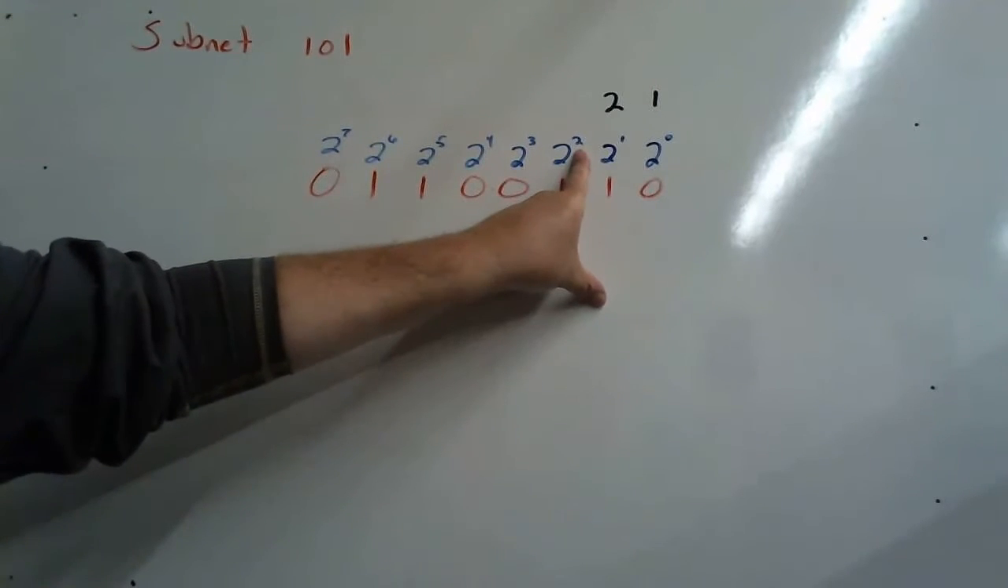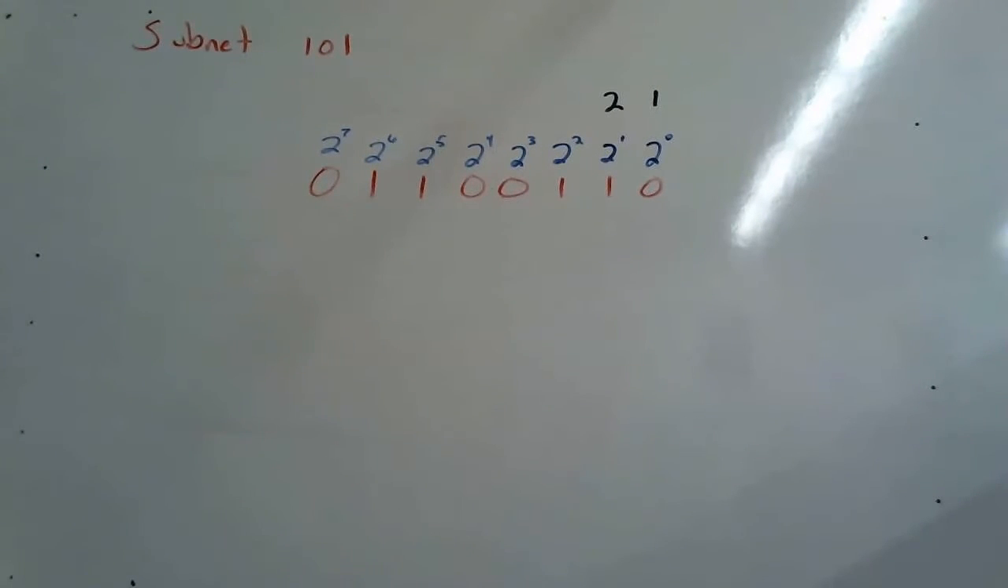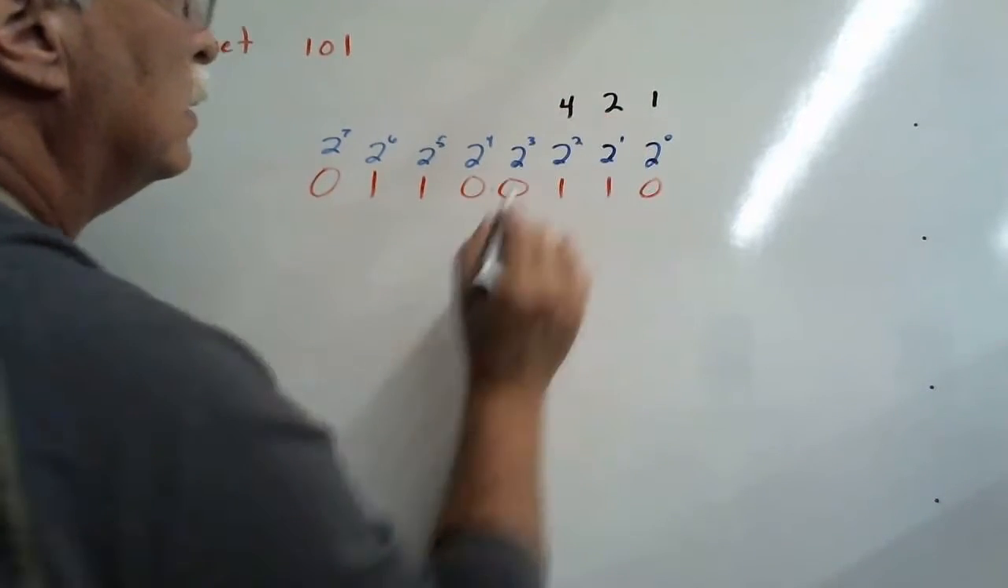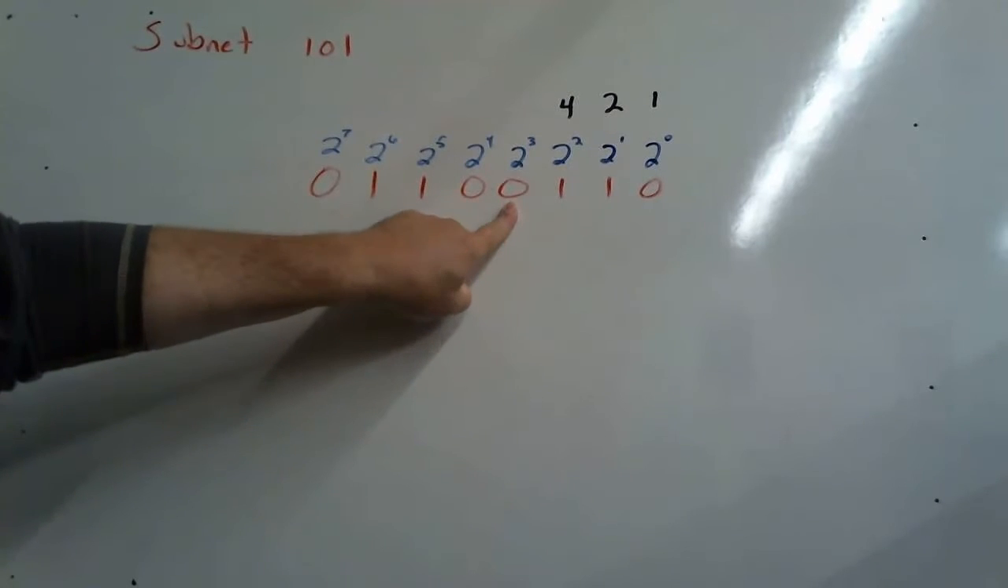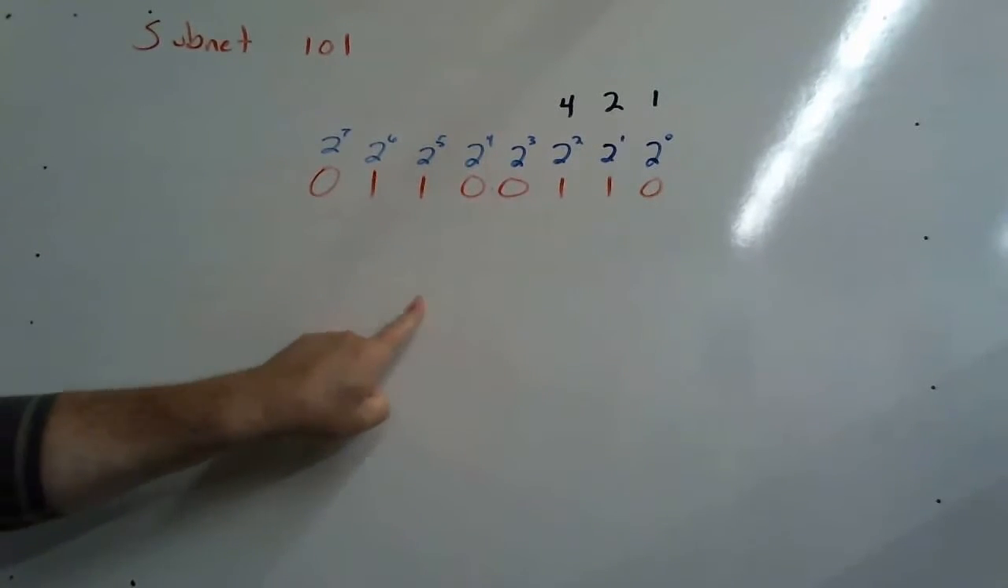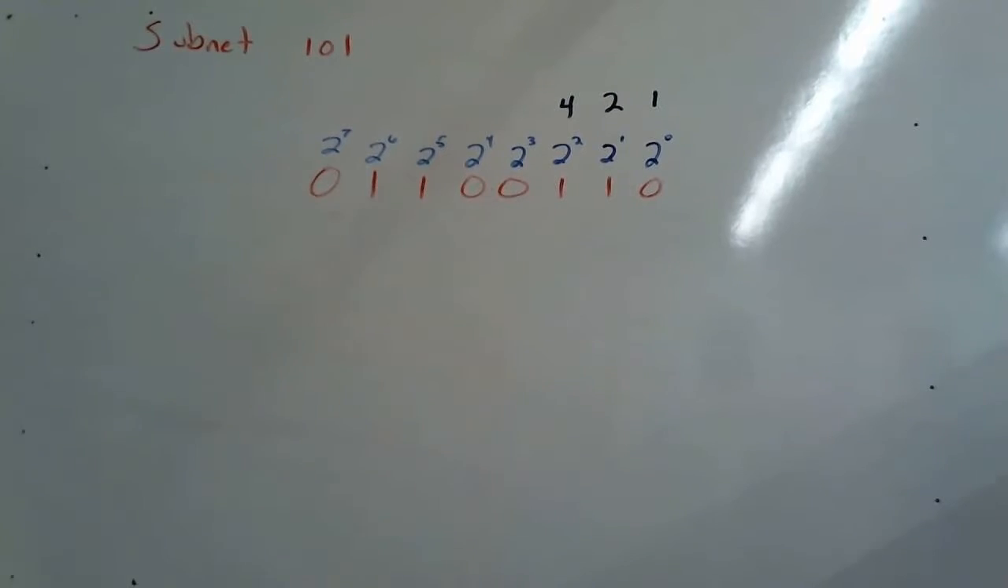Anything to the second power is the base times itself. In this case, 2 times 2 is 4. The next place, 2 to the third, that means 2 times 2 times 2, or 8.